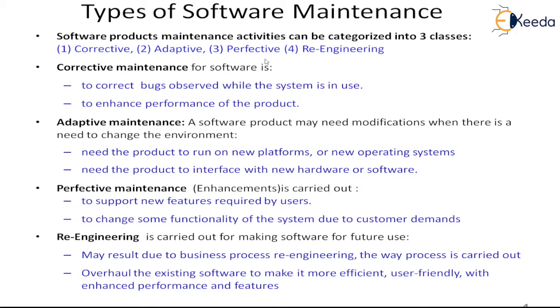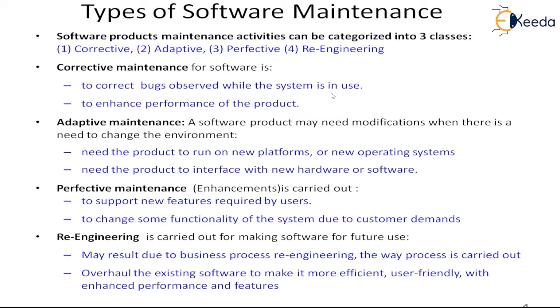But if you are given the choice, then you can differentiate between perfective maintenance and a special type of perfective maintenance, which is re-engineering. So what is corrective maintenance? That is to correct the bugs. When I say bugs, that means defects observed while the system is in use.